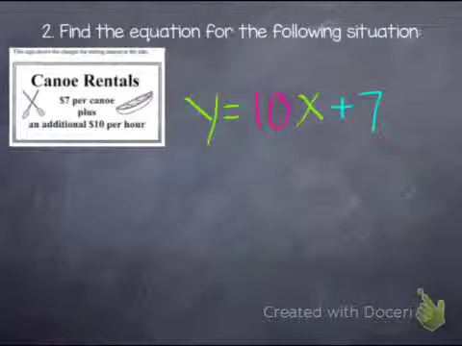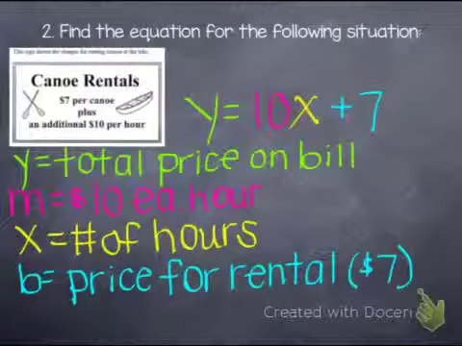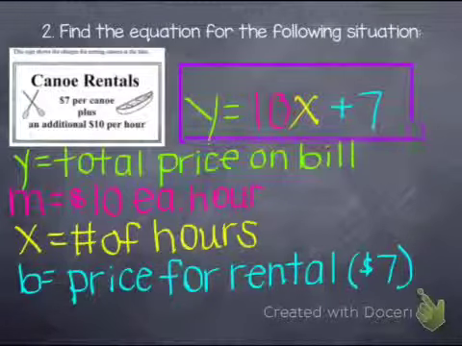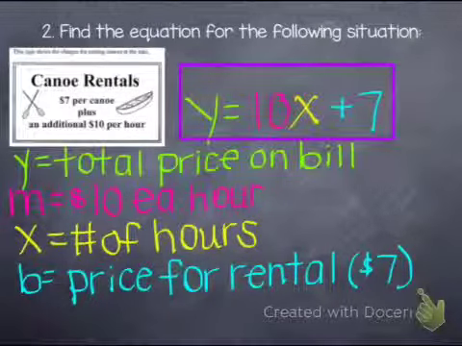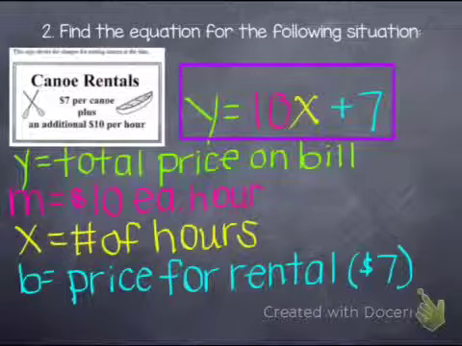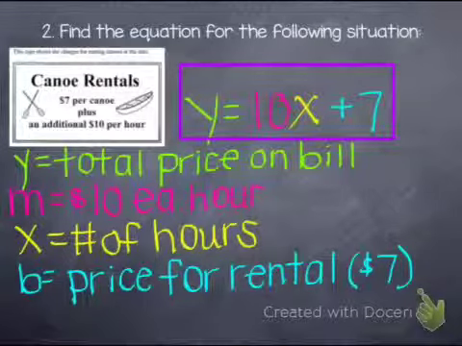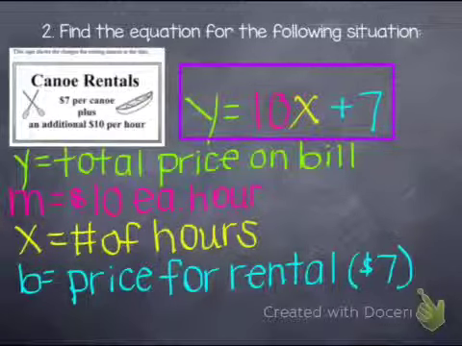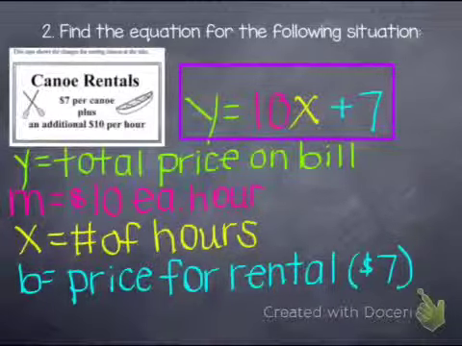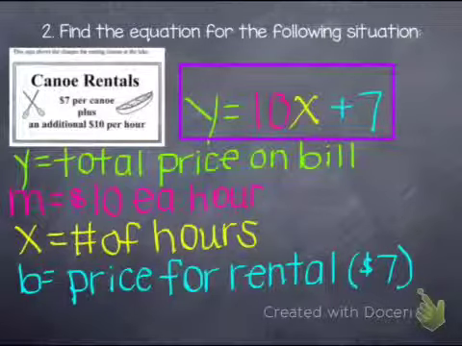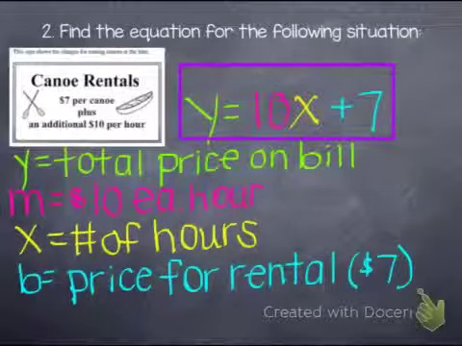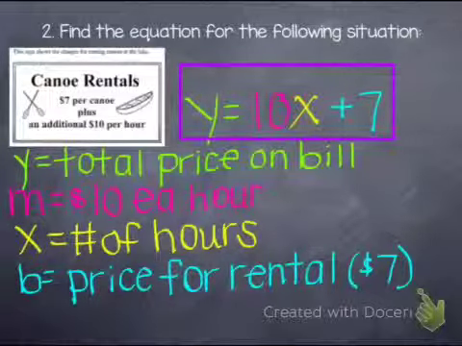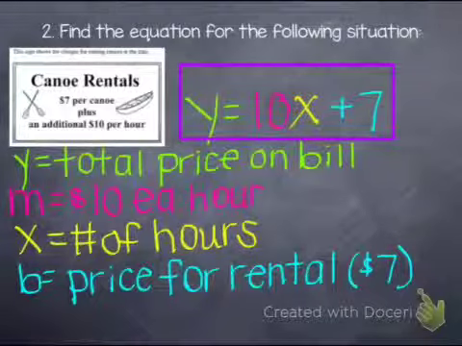We'll start out with y. So I've just listed them, but you can see that it'll all help us to understand exactly what this equation is talking about. So y equals 10x plus 7, because y is going to be the total price of your bill, like what you pay at the end. m being $10 because you're paying $10 each hour. x is going to represent the number of hours that you rent it. And then b is the price for the rental of the actual canoe. So an automatic $7 plus that $10 per hour.